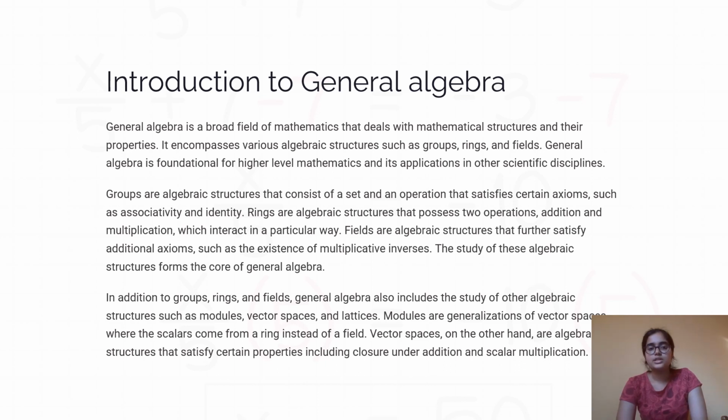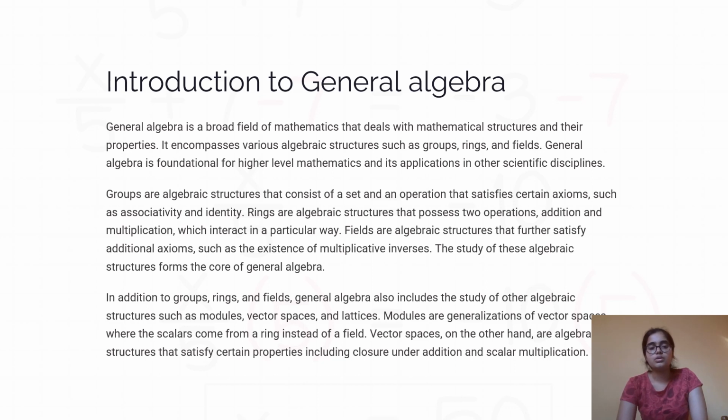Groups are algebraic structures that consist of a set and an operation that satisfies certain axioms such as associativity and identity. Rings are algebraic structures that possess two operations, addition and multiplication, which interact in a particular way. Fields are algebraic structures that further satisfy additional axioms such as the existence of multiplicative inverses. The study of these algebraic structures forms the core of general algebra.